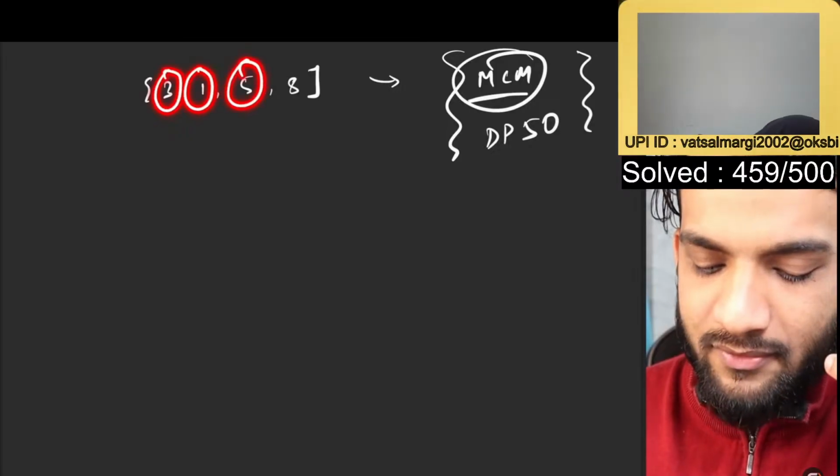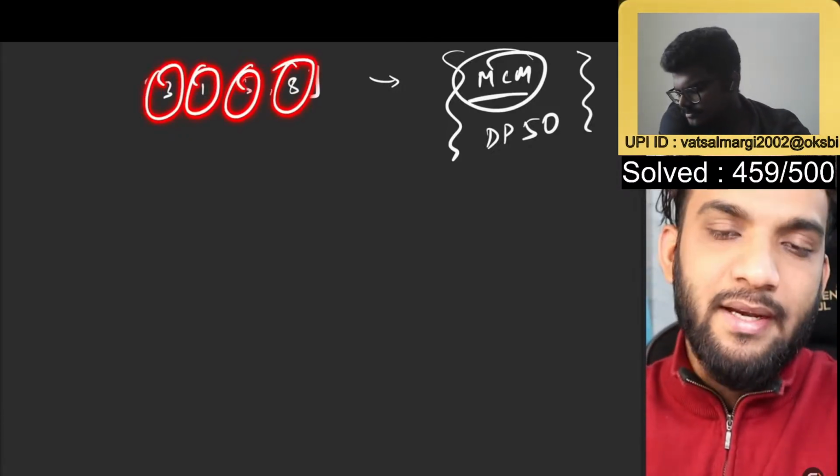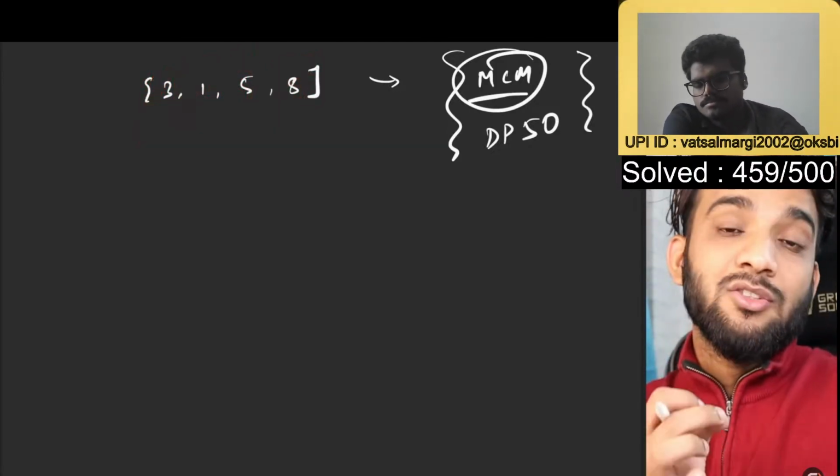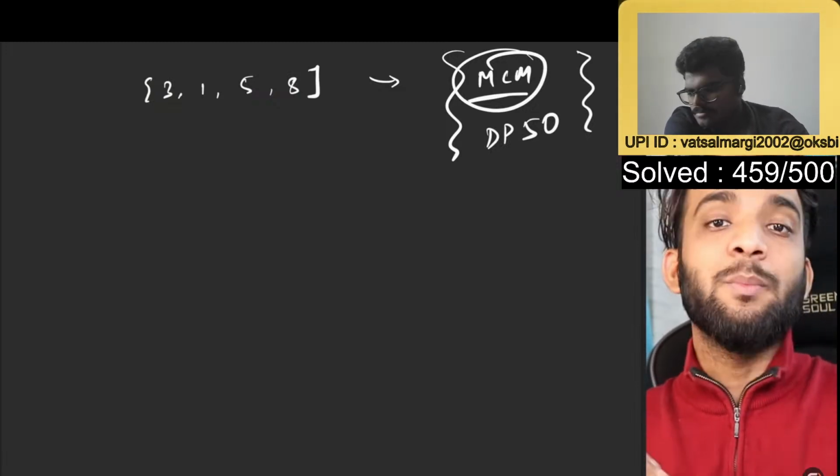Like you can follow 3, then 1, then 5, then 8. You can follow an order like 1, then 3, then 5, then 8. You can follow an order of 8, then 1, then 3, then 5. So there can always be various sets of orders, but you need to understand which will be the first you pick.